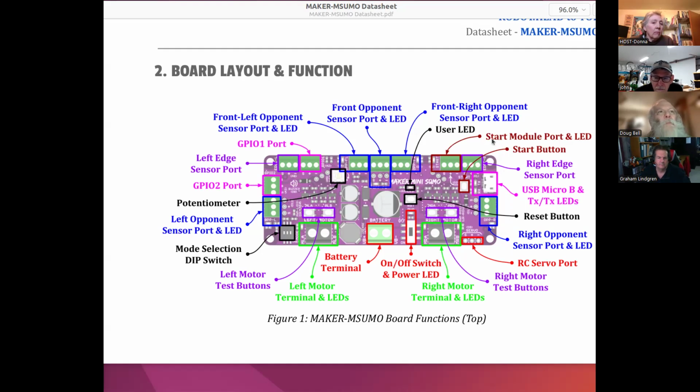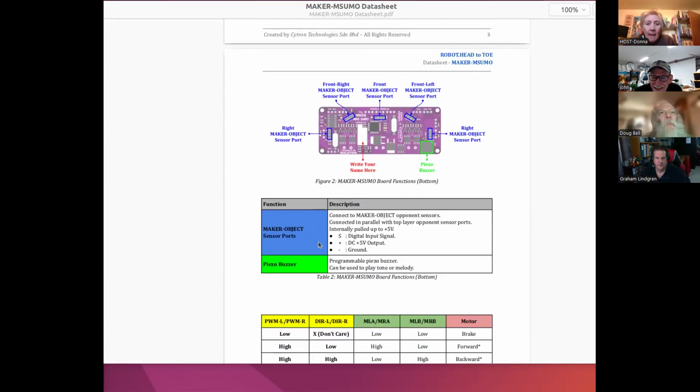And you have these left and right motor test buttons. That's pretty cool. Yeah, so it'll switch either way too, forward, backward. It has a little extra port brought out here for this start module. So you could actually hook up an infrared receiver on here, and then use a TV remote control to start it instead of having to push this button here.